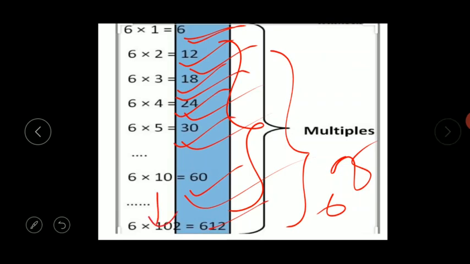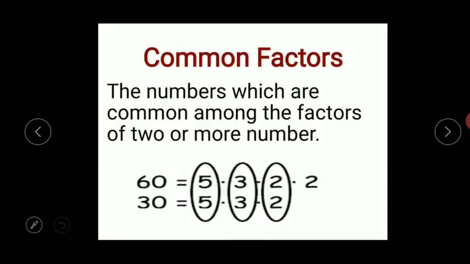The next concept is common factors, which I guess was not discussed in that video. No problem, I'll discuss it here. The concept is the common factor. It states that the common factors are the numbers that are common among the factors of two or more numbers. Common factors are only found when two numbers are given to you. Suppose here 60 and 30 are mentioned.